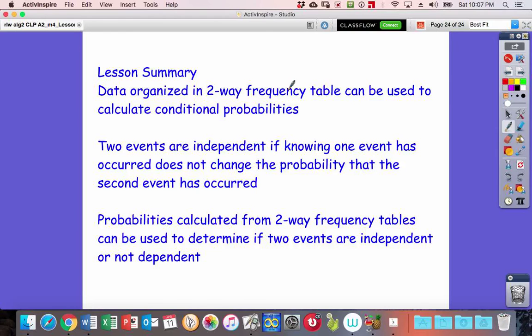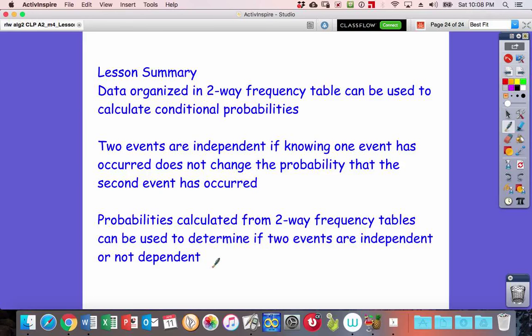Okay. You want to get used to how the data is organized in two-way frequency tables and how you can calculate conditional probabilities. This happens, I guarantee you, 30 to 40% of the problems on the SAT are probability statistics, there's a good chance you'll see a two-way frequency table. You have to know that two events are independent if knowing one event has occurred does not change the probability that the second event has occurred. Doesn't matter whether you pick the male or the female, they both have a 40% chance that they will be in an after-school program. Probabilities calculated from two-way frequency tables can be used to determine if two events are independent or not.